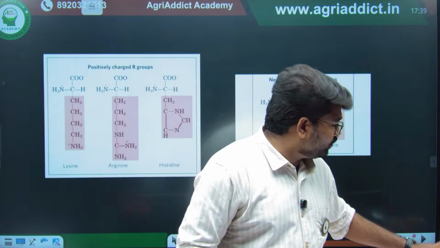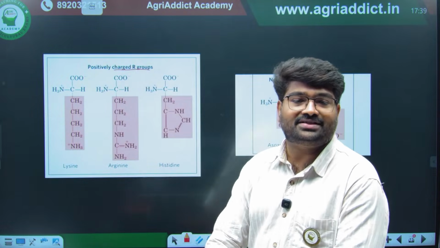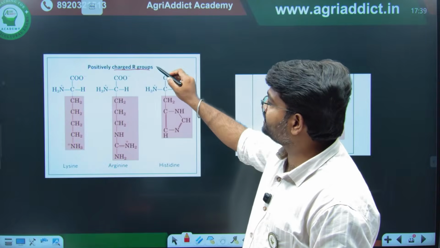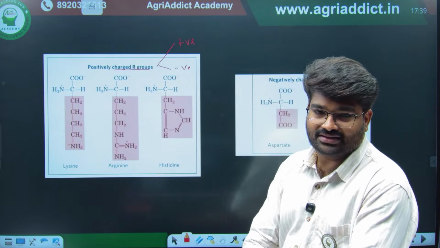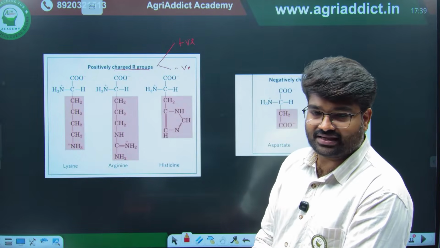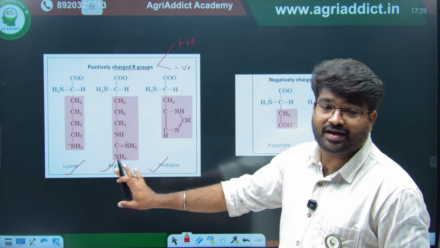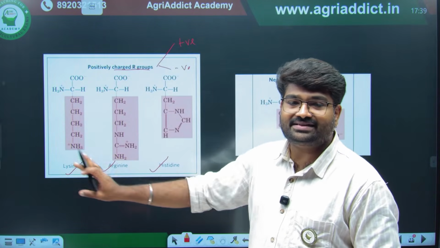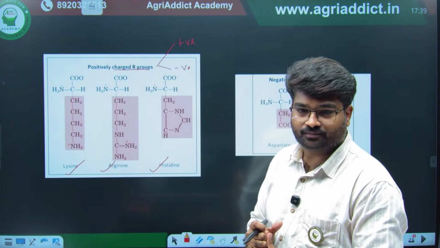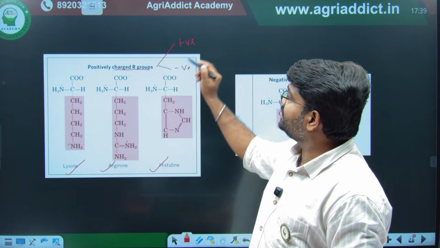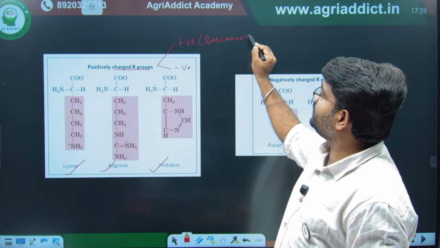Now we are going to see polar charged R group. Earlier we have seen uncharged, now we are going to see charged. We can broadly classify it into positive charge and negative charge amino acids. The examples of positive charge amino acids are arginine, lysine and histidine. These 3 are very, very important. And most important, we can also call these basic amino acids.